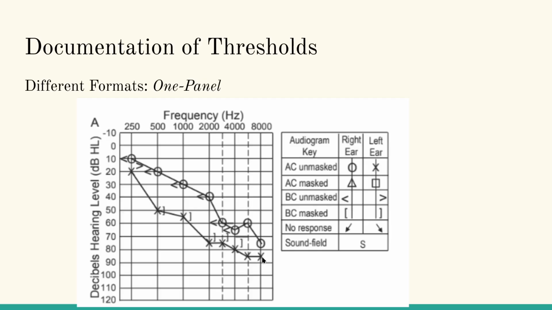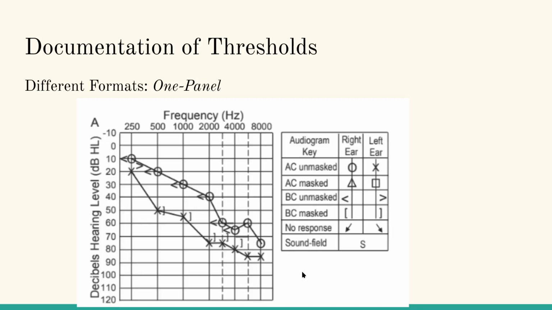The reason we have masked thresholds is because we had a gap of greater than 10 dB between the bone conduction thresholds of the unmasked ear and the air conduction threshold of the test ear. We'll get into more of that shortly, but the purpose of showing you this right now is to show you different ways that thresholds can be documented. We've got a single panel here, with the left and right ears on the same audiogram.